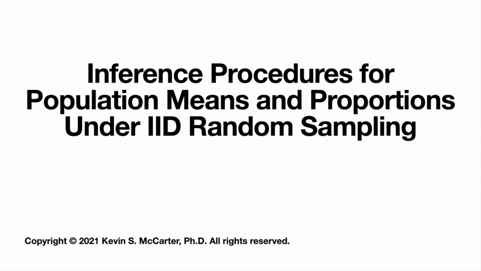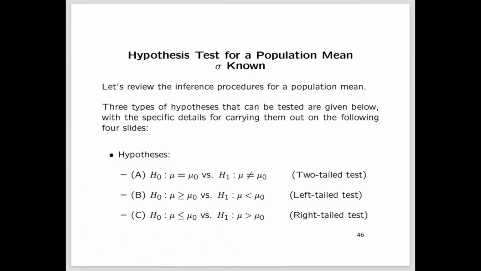All right, and so IID random sampling occurs if you are sampling from an infinite population, or if you are sampling from a finite population, you are sampling with replacement. So either of those two scenarios involve IID random sampling, and we're going to be looking at procedures that are appropriate for that type of sampling procedure. Now let's review inference procedures for a population mean first.